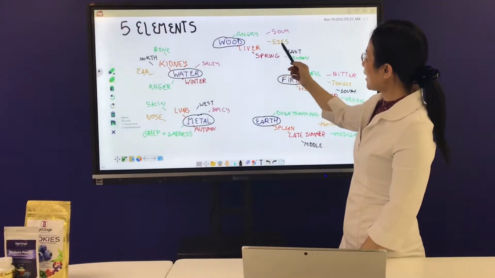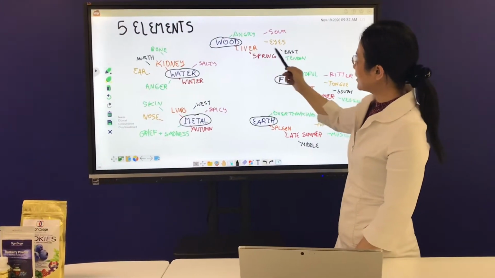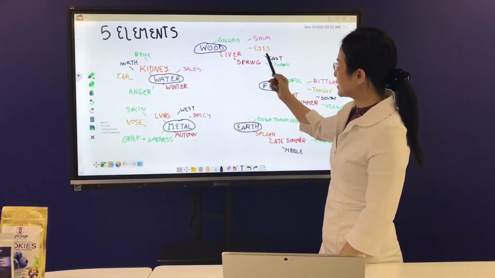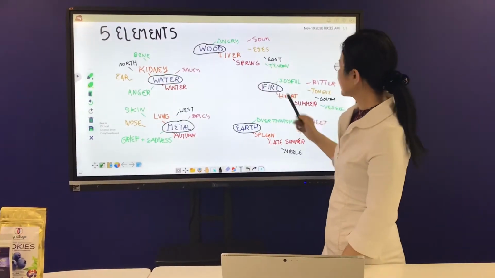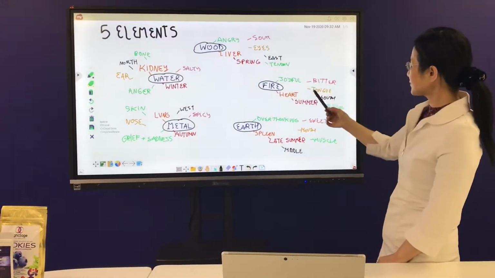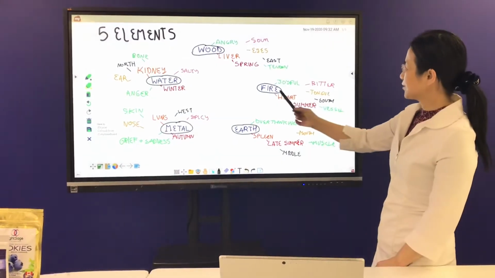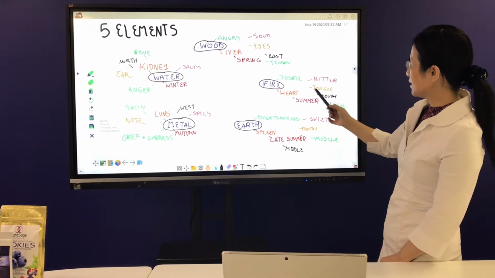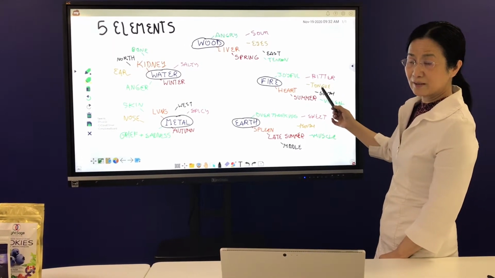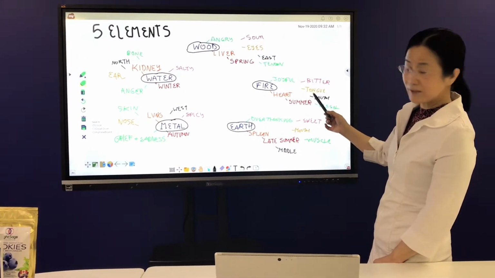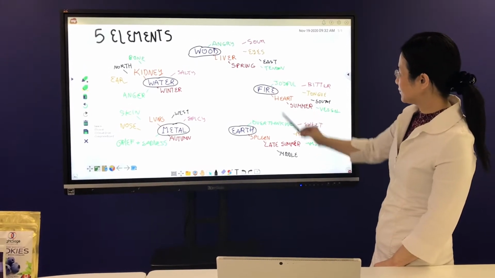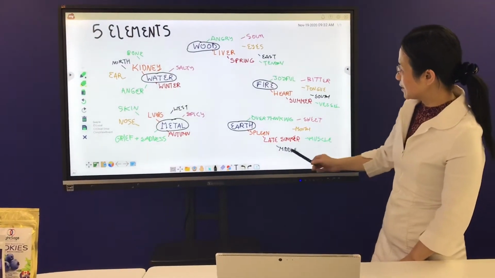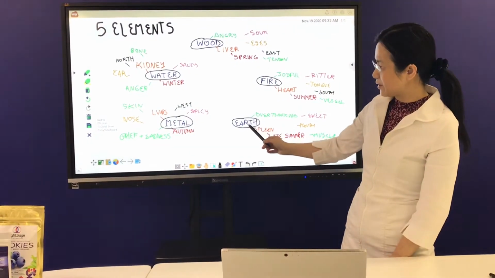We think the eye and the liver, wood, are all related. So if your vision has a problem, we must pay more attention to the liver. And then the tongue belongs to fire, to the heart. If you have pain on your tongue, like a canker sore, this is for the heart and fire. And then the mouth. If your mouth has some problem, we think it's related to the spleen, related to the earth.